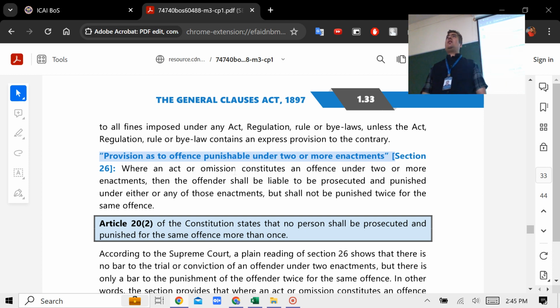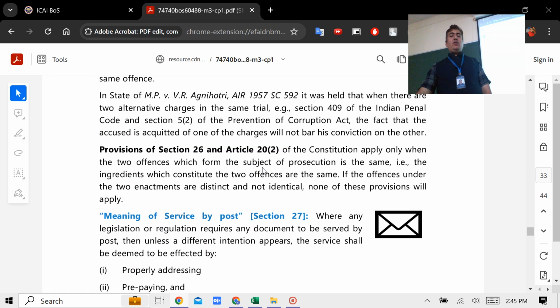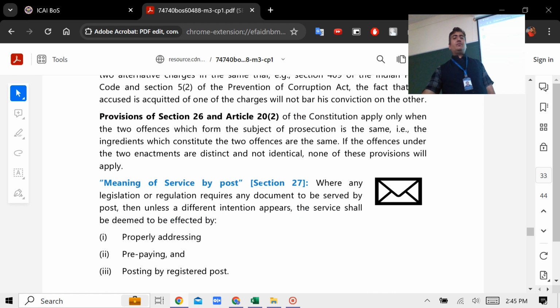Does it make sense or not, bhai? Arey bolo bhai. Does it make sense or not? Obviously yes. Alright. Then I would like to tell you about Section 27: Meaning of service by post. Make it 5 stars, very important for your exam.